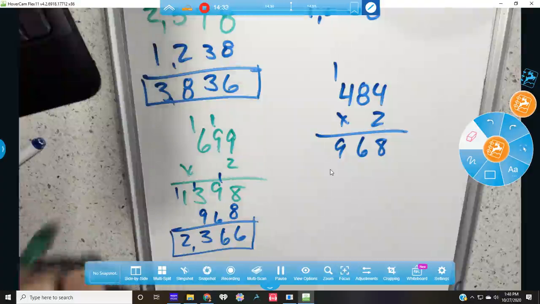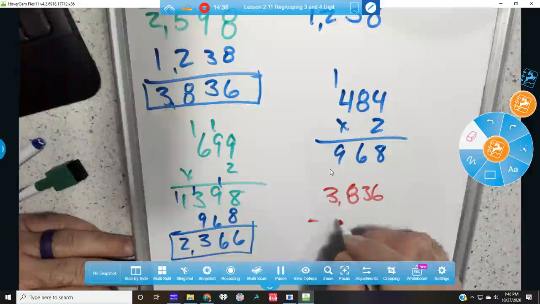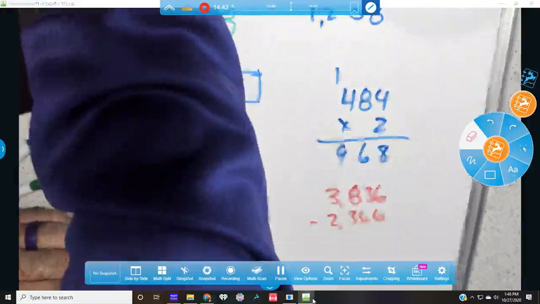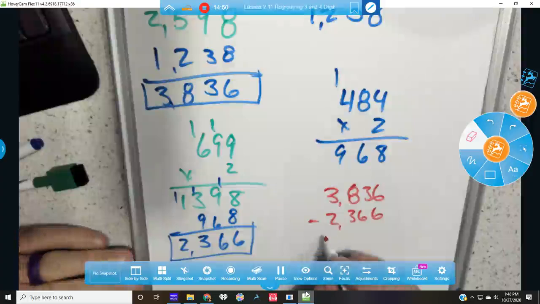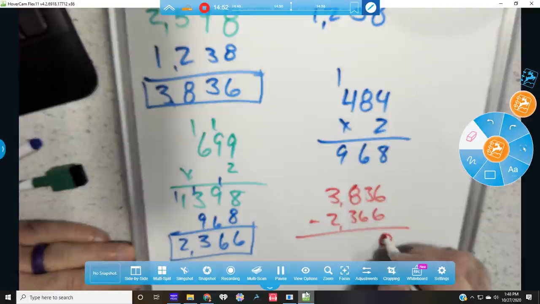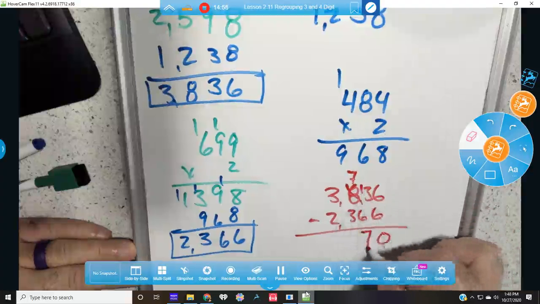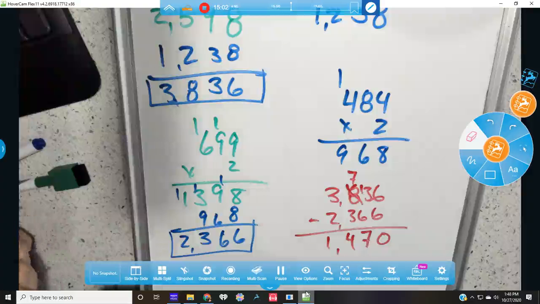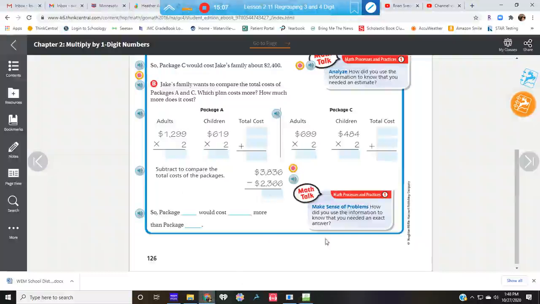So let's use red here and go $3,836 take away $2,366. That is what it's asking us. I have to make sure. Yep, we can just do it right there. 6 take away 6 is 0. 6 take away 3, can't do it, so go next door and borrow. 13 take away 7. 7 take away 3 is 4. 3 take away 2 is 1. So $1,470.